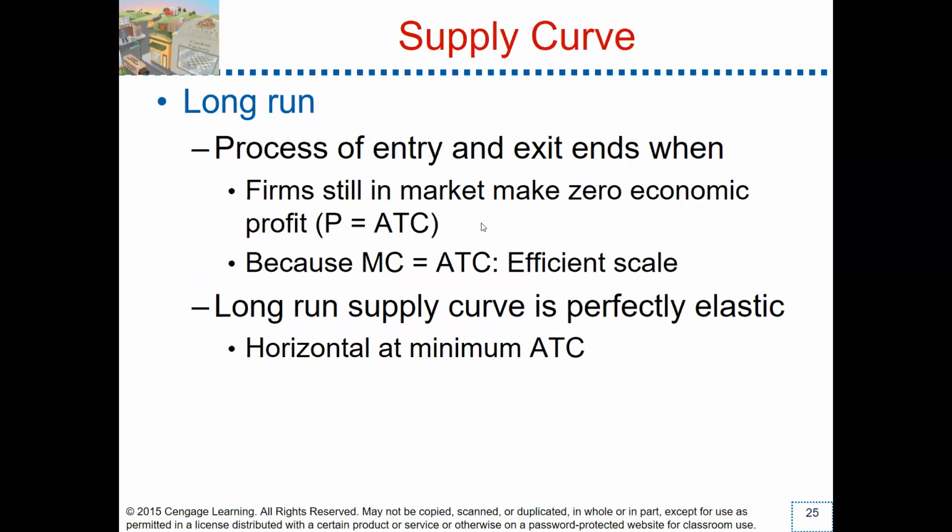The process of entering and exiting ends when the firms still in the market make zero economic profit. Because when it's zero economic profit, the marginal cost is equal to average total cost. And this is the efficient scale. This is the efficient level that the firm is achieving, where the profit is maximized. I mean, it's their best point, where the firms will be satisfied and nobody will enter and nobody will exit the market. It is the point where the firm makes zero economic profit.